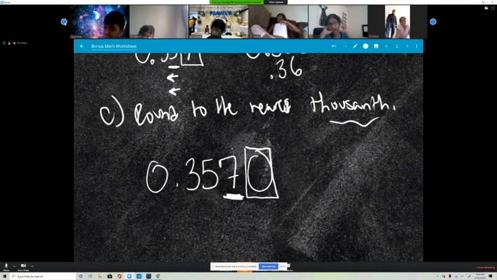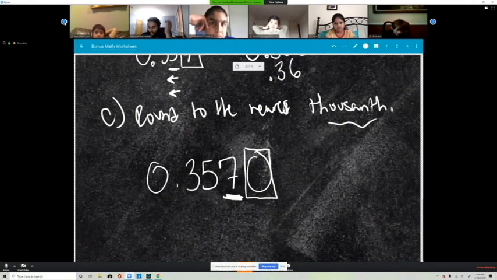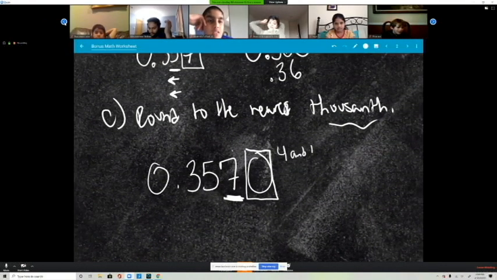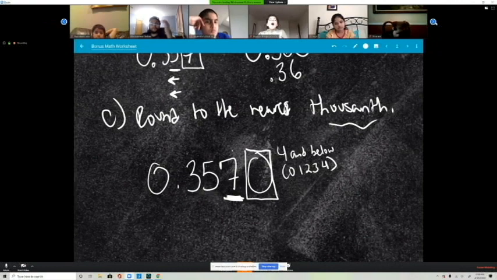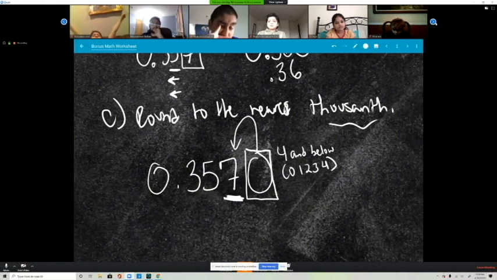And if you're boxing a 0, that's technically 4 and below. 4 and below would be 0, 1, 2, 3, or 4, right? So 0 is among those. So 4 and below tells us to keep the 7 the same. This 0 is going to tell us keep it the same.